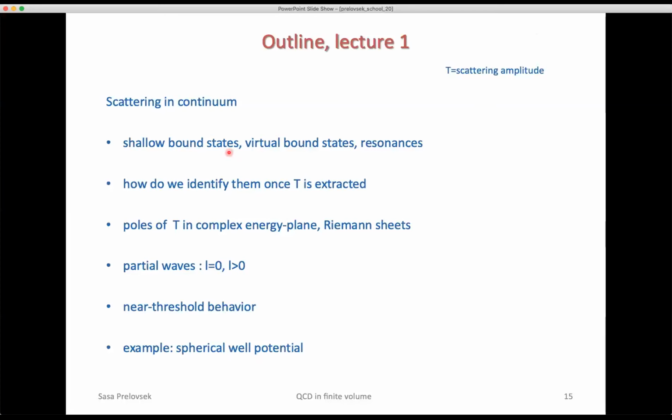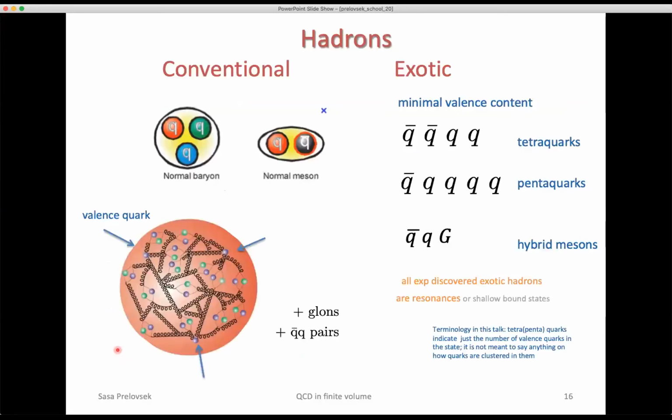We'll study shallow bound states, virtual bound states, resonances. We'll say how to identify those states once we have extracted the scattering amplitude from the lattice. We'll talk about poles in the scattering amplitude in the complex energy plane, about the Riemann sheets. We'll talk about partial wave S mostly, but then also about higher partial waves. We'll discuss how we expect the scattering amplitude to behave near threshold, and we'll present some simple examples in a spherical well potential in quantum mechanics just to do some calculations.